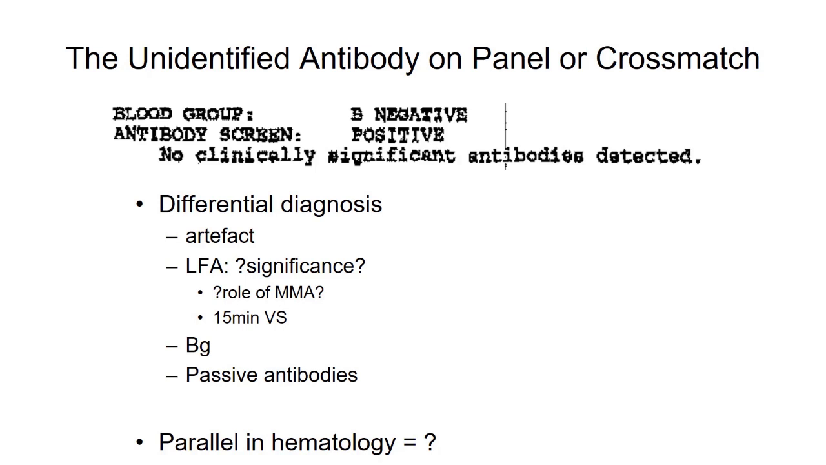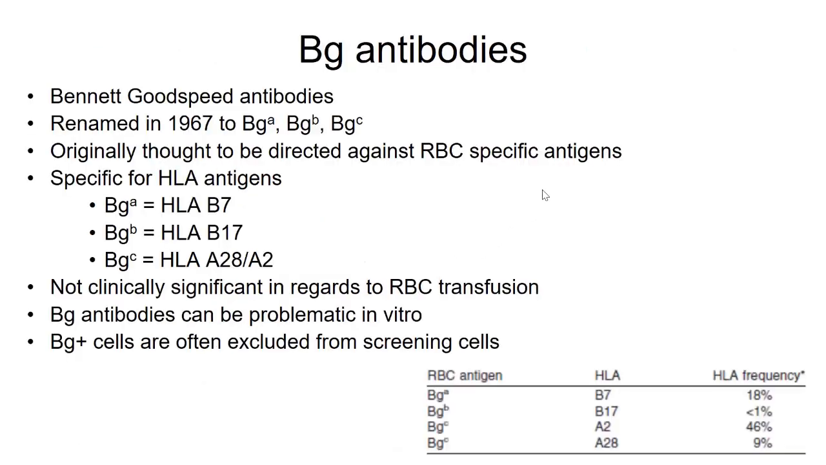The parallel in hematology, what I'm saying here is that the nuisance of the unidentified antibody is analogous to the conclusion of nonspecific inhibitor in the coagulation lab. So BGs, these are the HLA antibodies. BG is the acronym for Bennett-Goodspeed.